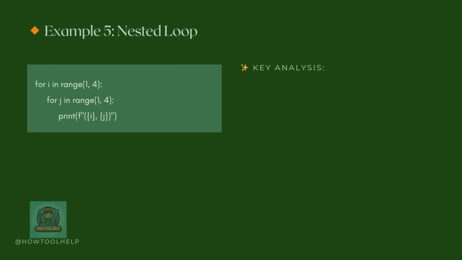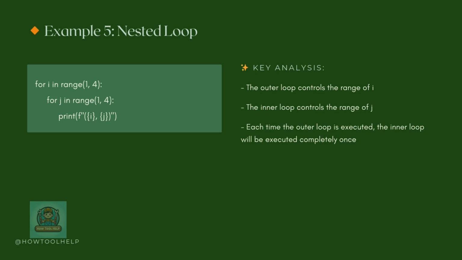Example 5. Nested loops. The outer loop controls the range of i, and the inner loop controls the range of j. For each iteration of the outer loop, the inner loop executes completely. print(i, j) prints all possible combinations of i and j.